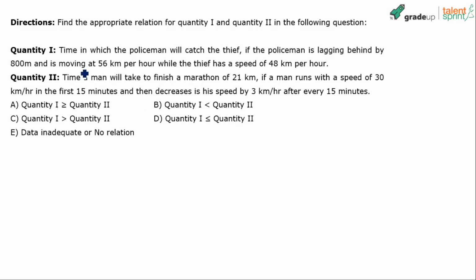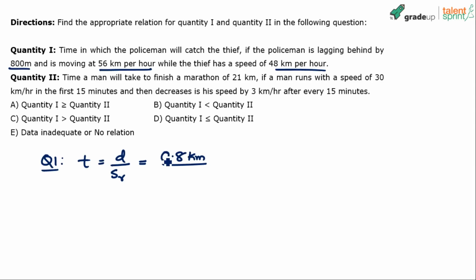Now, without drawing any diagram, you just need to understand that the policeman is running at 56 kilometers per hour, and the thief is running at 48 kilometers per hour. The distance between them is 800 meters. So for the policeman to catch the thief, he should cover this distance, 800 meters. How much time is required? So quantity 1 is nothing but time. Time is equal to distance by speed. Speed in this case is the relative speed, right? What's the distance? 800 meters, which is 0.8 kilometers.